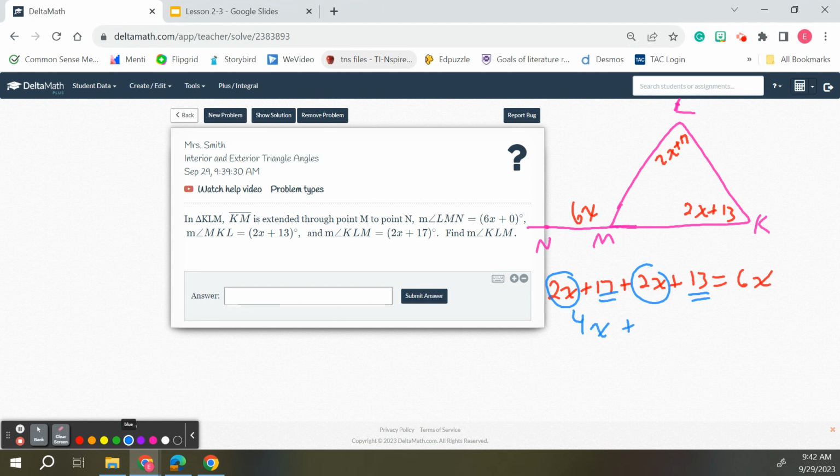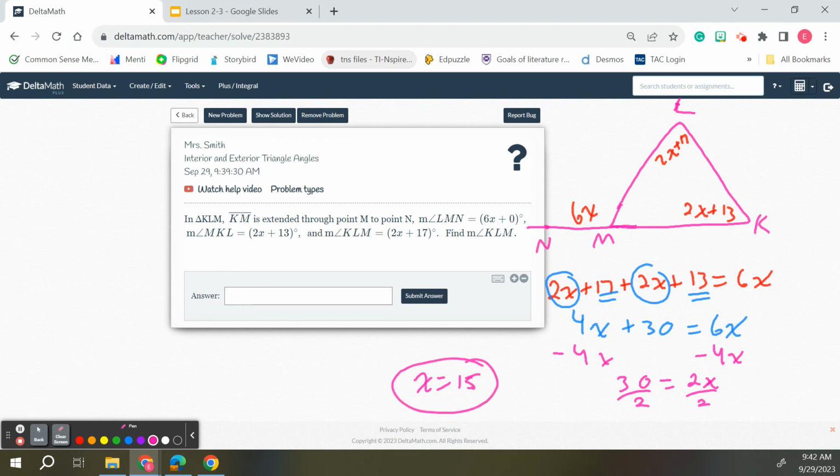Plus 30. I'm going to subtract the 4x from each side. I just like keeping x positive if I can. So this is 30 equals 2x. And I divide both sides by 2. So I get x is equal to 15. So there's the first part.